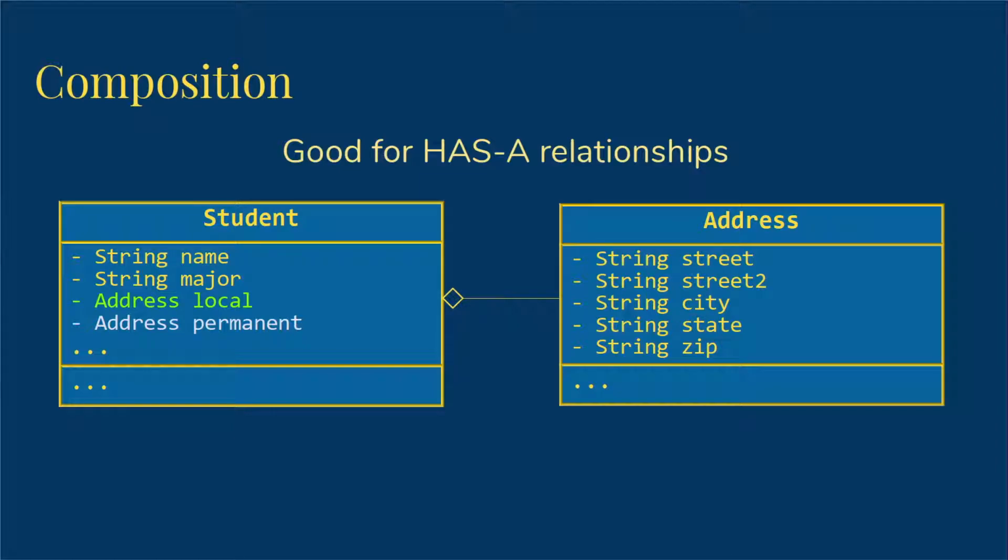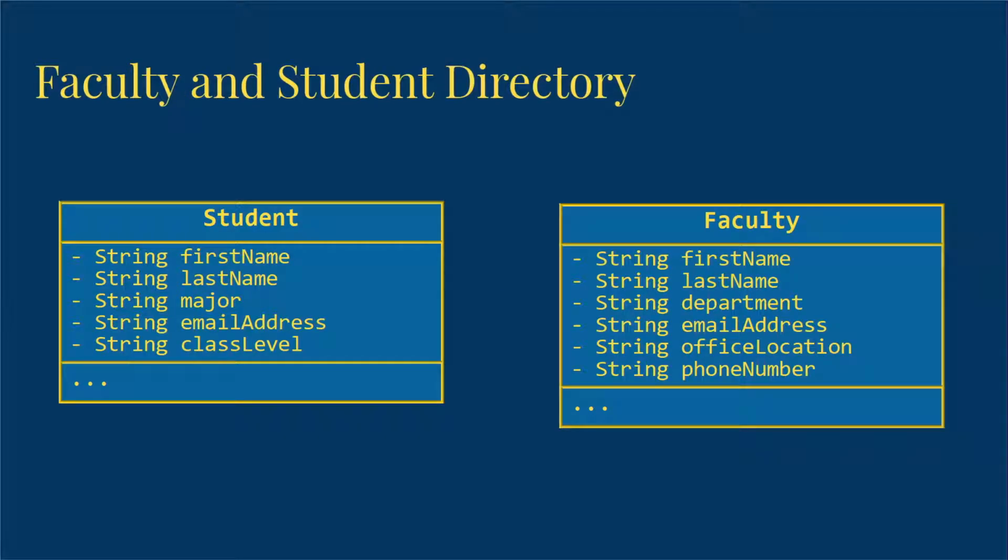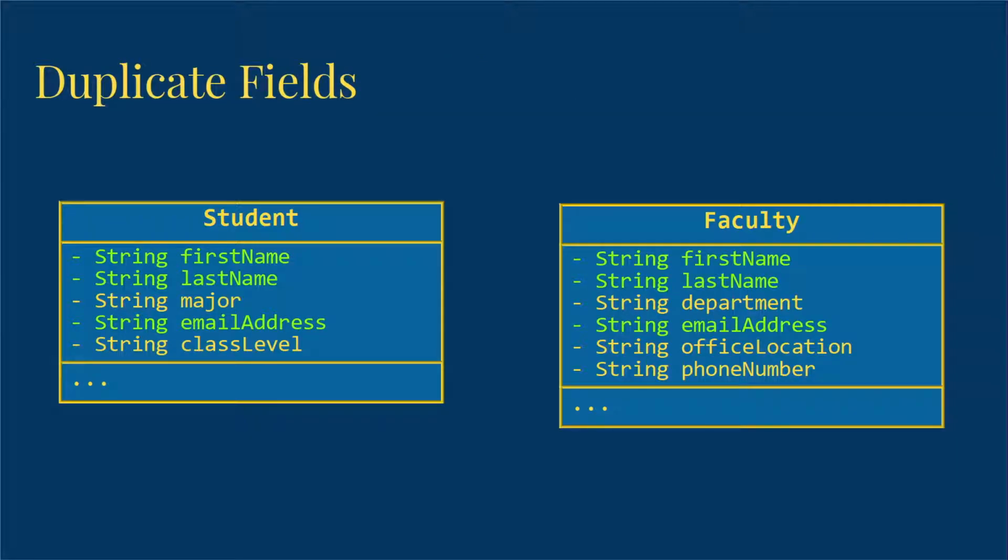However, we have other situations where composition doesn't really make sense. Suppose that you were creating a faculty and student directory. So this slide shows possible student and faculty classes with typical kinds of information that we might see in a directory. Here we again see some duplication in the data, but there really aren't any has-a relationships here to exploit. However, there is an is-a relationship here. Both students and faculty are people, despite any rumors to the contrary about faculty. So here's a place where we can use inheritance.